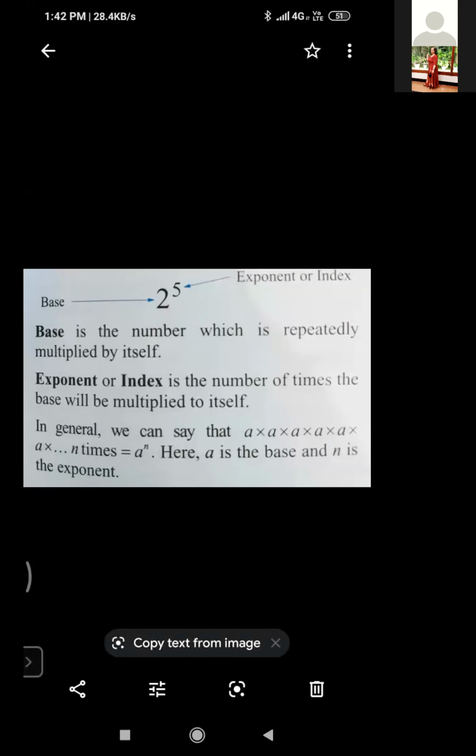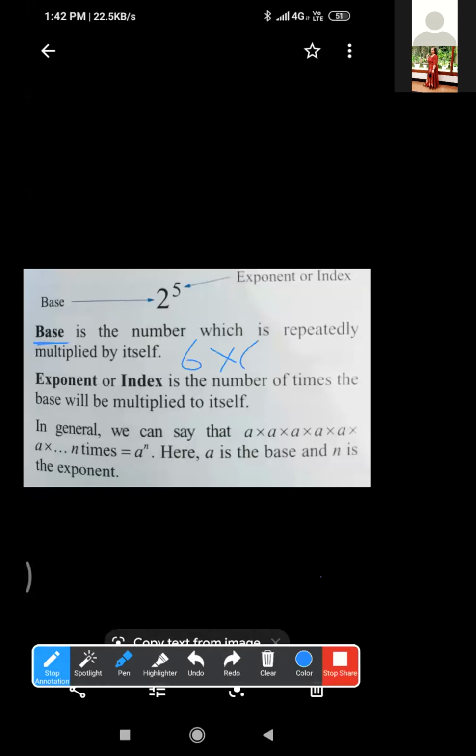The number which is multiplied by itself again and again, we call it the base. Clear? For example, we can write 6 multiply 6 multiply 6, any number which will be multiplied again and again.